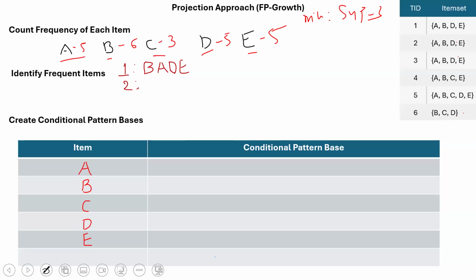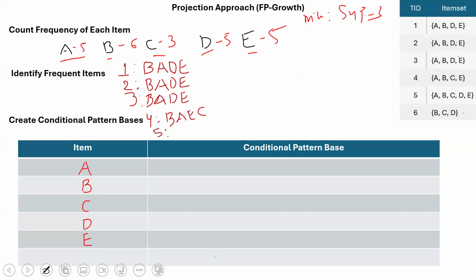So for transaction 2, again B, A, D, E. For transaction 3, what is it? It is also B, A, D, E. What is transaction 4? B, A, E, C. B has 6, A has 5, C has 3, so it goes to the end. E has 5, so E comes before C.